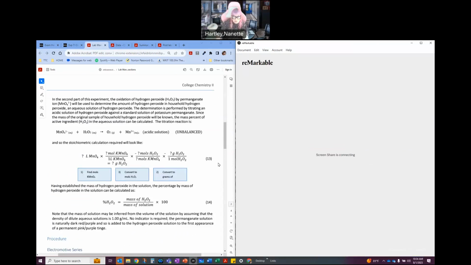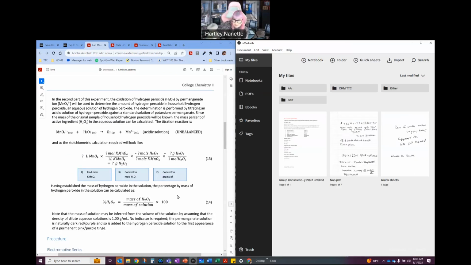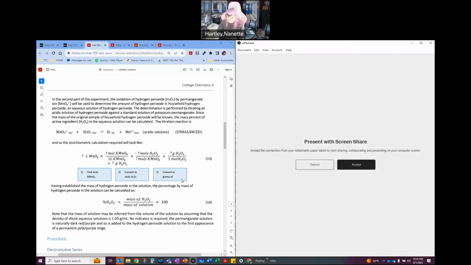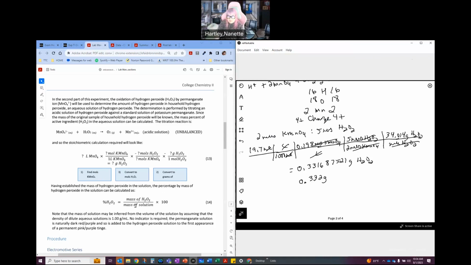While I'm trying to sort that out, I was trying to get to the mass of hydrogen peroxide in that solution, right? And I do that by dividing by the mass of the solution. So that's what it says in this thing over here, that I need the mass of the solution.